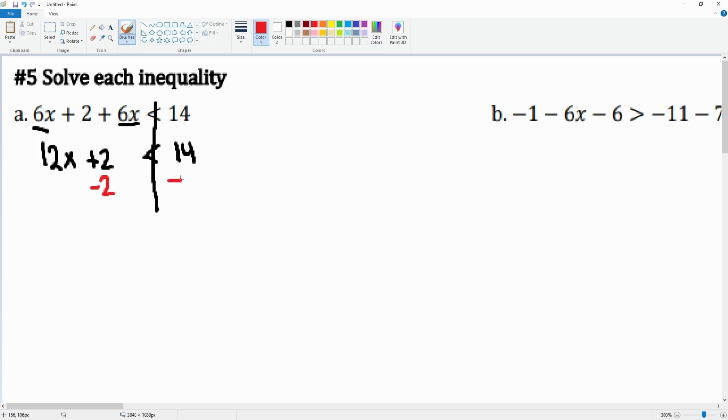So we're going to minus 2 to both sides. The plus 2 and the minus 2 cancel, leaving me with a 12x on the left-hand side. Bring down that inequality. 14 minus 2 becomes 12. That 12 is attached via multiplication, so we're going to divide by 12 to both sides. 12 divided by 12 will cancel, leaving me with just an x. It is less than 1.